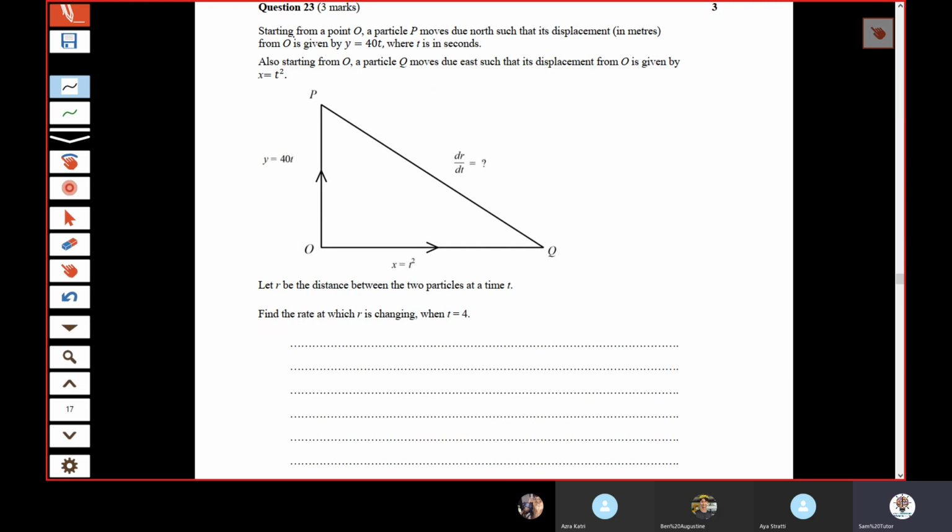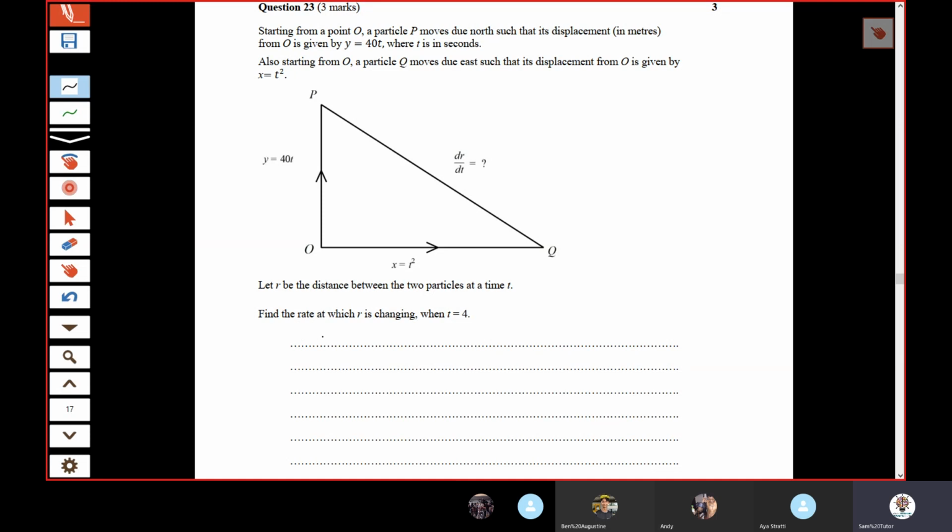Rates of change. Starting from a point O, a particle P moves due north such that its displacement in meters from O is given by y equals 40t, where t is in seconds. Also starting from O, a particle Q moves due east such that its displacement from O is given by x equals t squared. Let r be the distance between the two particles at time t. Okay, cool. Find the rate at which r is changing. So pretty much find dr on dt.